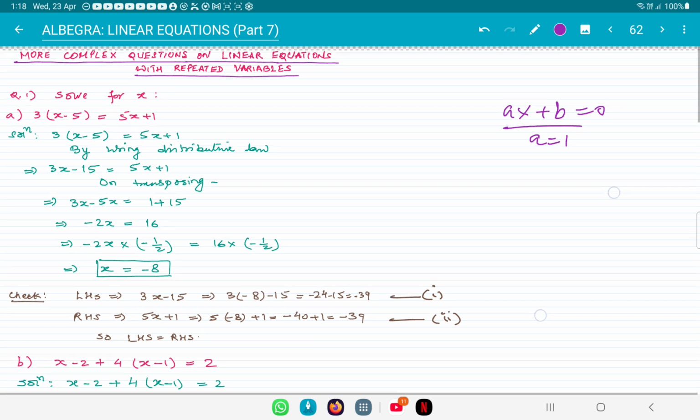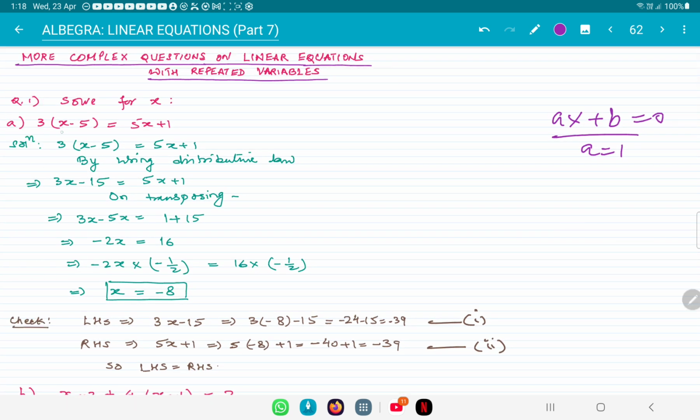So the first question is 3 bracket open x minus 5 is equal to 5x plus 1. By using the distributive law we can multiply 3 into x as well as minus 5. So this will become 3x minus 15, and on the right hand side it is as it is. But here you are seeing that on the left hand side there is 3x and on the right hand side there is 5x. So we have to transpose, either 5x or 3x, so that they come on one side.